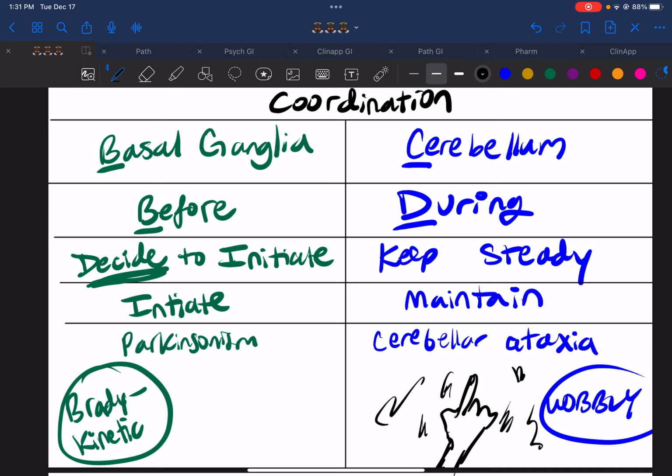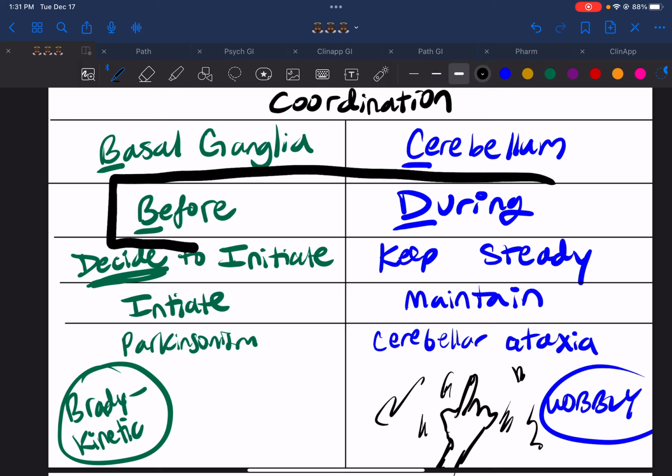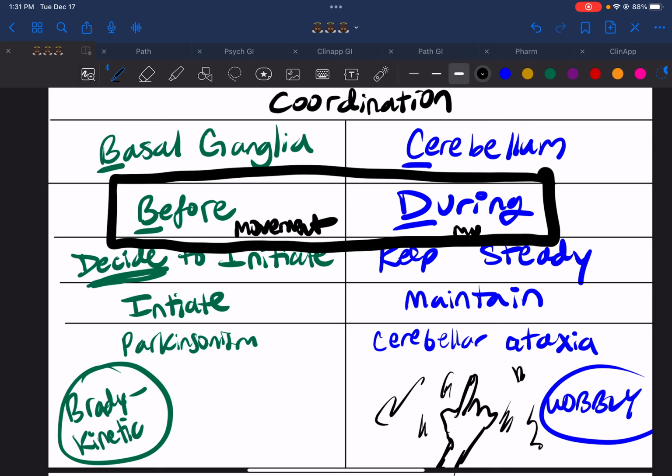So out of the whole thing I drew, this is the big part, I think the most helpful part: before versus during movement. Before movement versus during movement. That's the difference between the basal ganglia and the cerebellum.